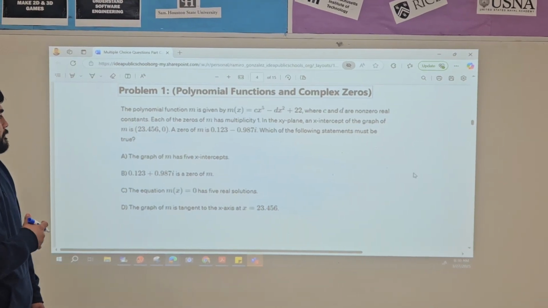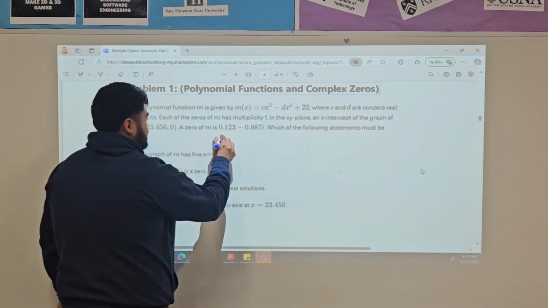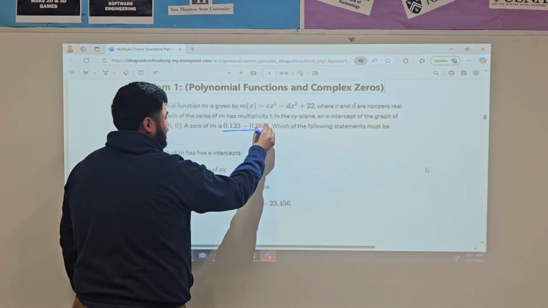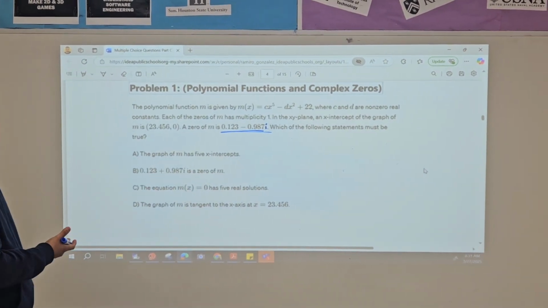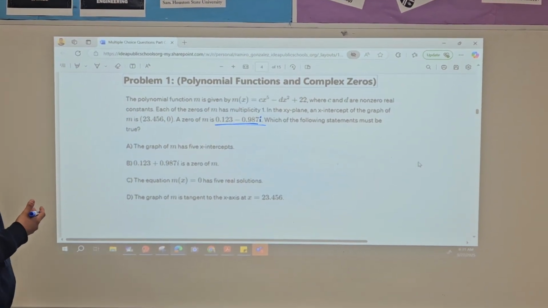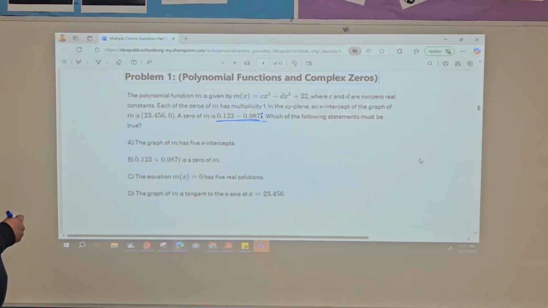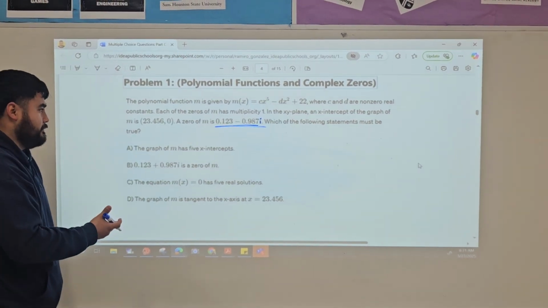Zeros, right? If you read the problem, they give you a non-zero. A non-zero is basically when you have an imaginary, and a real is when the imaginary is not involved, obviously. So the question is, which of the following statements must be true regarding the info they gave you? And you should have a copy of this. You should be able to read it.